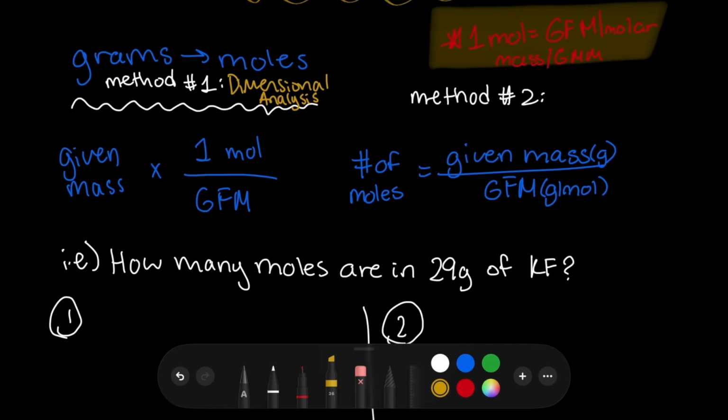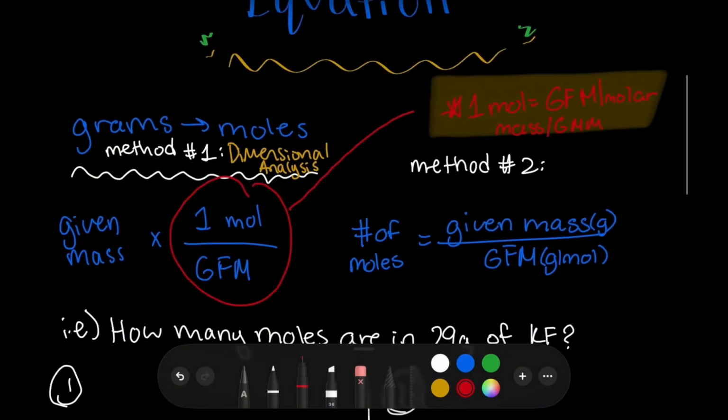To start off, we want to figure out how we can convert from grams to moles using dimensional analysis. Part of this method starts with knowing the given mass in grams multiplied by 1 mole over the GFM. This is what I was referring to about our conversion factor, because this represents the same thing here, how 1 mole is equal to the GFM. For 1 mole, there is the GFM.